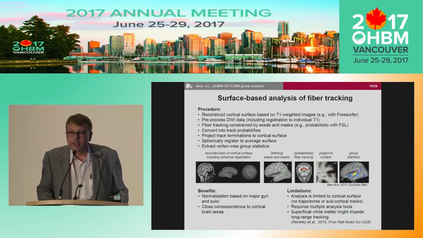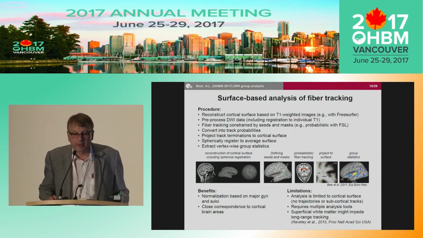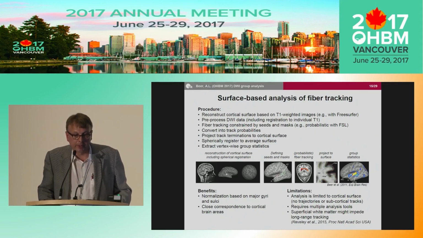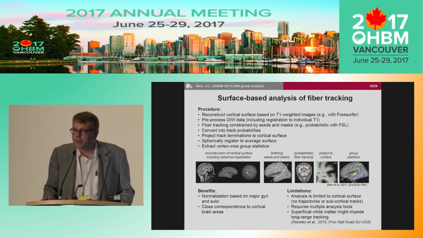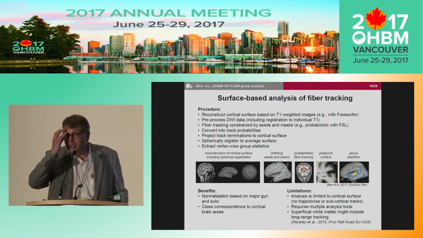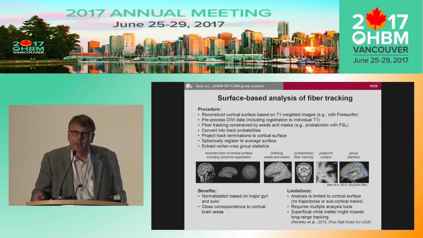A major thing here is that you take your T1 image and you reconstruct the brain. For instance, you can use the software tools from FreeSurfer or some other reconstruction process. You segment into white and gray matter, and then you create a white matter surface, which is illustrated here. And then usually you do a spherical registration, you inflate the brain to a sphere, and then you align the sulci and gyri of this spherical inflation to a standard brain. The advantage is that it preserves the major sulci and gyri structure of your individual brain.